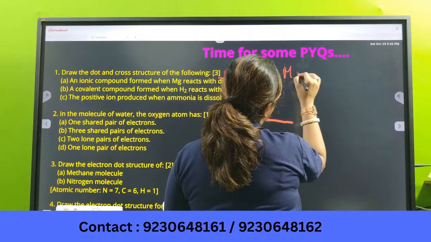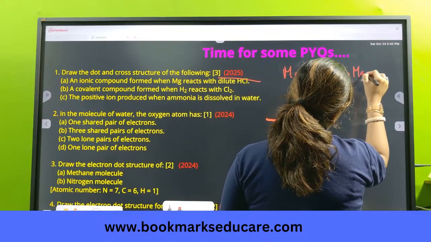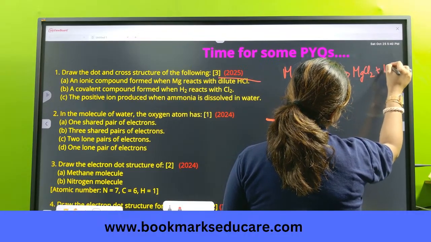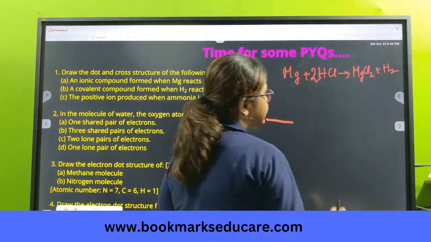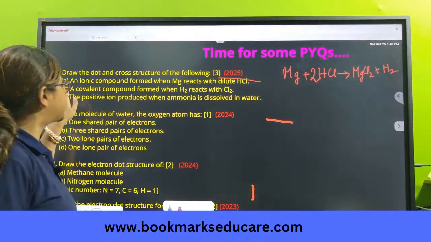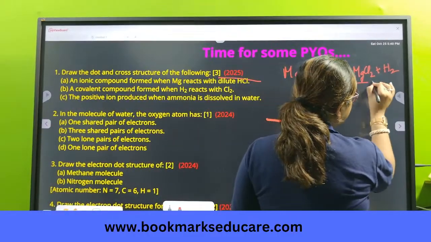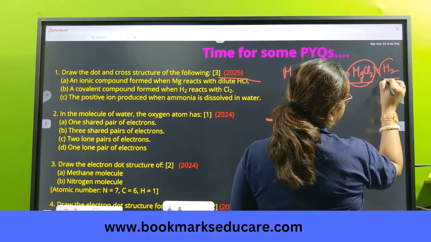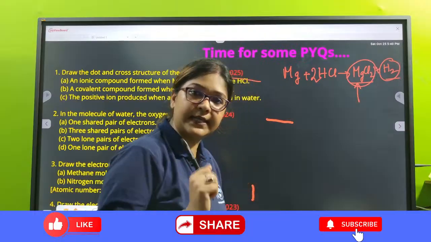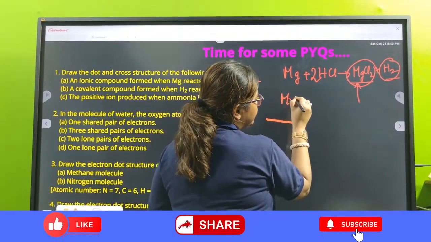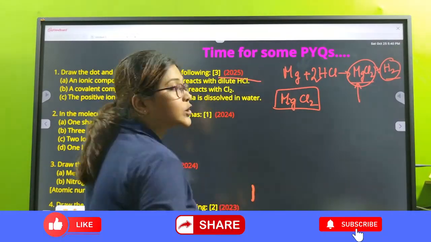So, when magnesium reacts with dilute HCl, I get magnesium chloride plus hydrogen. If you balance this equation, it is this. Now the question is the ionic compound formed when magnesium reacts. So between the two products, magnesium chloride and hydrogen, which one is ionic? Magnesium chloride is ionic. So you have to draw the dot structure of magnesium chloride, right?